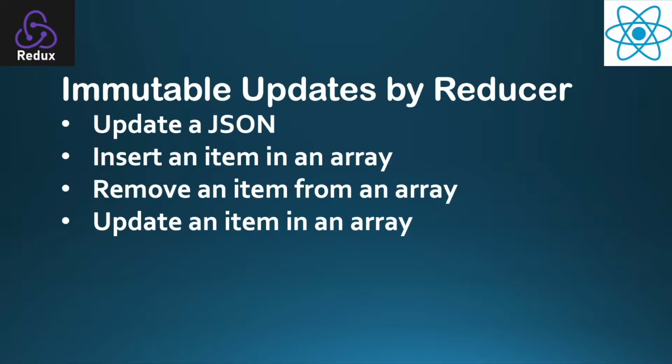So what we will now study and learn are 4 common types of updates that are required in the reducer, depending upon the kind of action, and how we make them. So we will make immutable updates in the reducer for when we update a JSON, when we insert an item in an array, remove an item from an array, and update an item in an array. These are 4 of the most common use cases, and we will see how to do it in a reducer and then look at examples as to how to solve it.